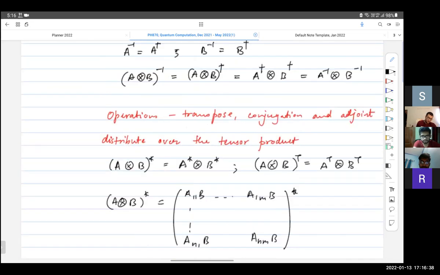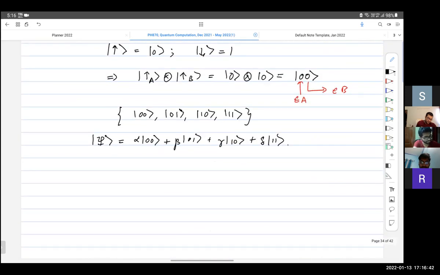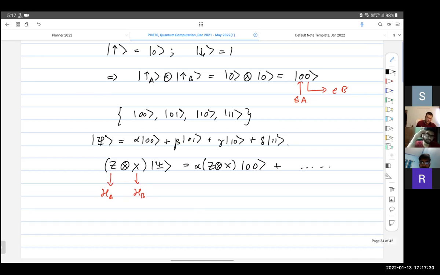Okay, so let's say that I have some operator like this, Z tensor X. How does this act on this state psi? Well, again, you have to remember that this operator Z will act on HA and X will act on HB. So what will happen is, for instance, if you take Z tensor X, how will it act on the first 0, 0? And the rest will follow because they are similar.